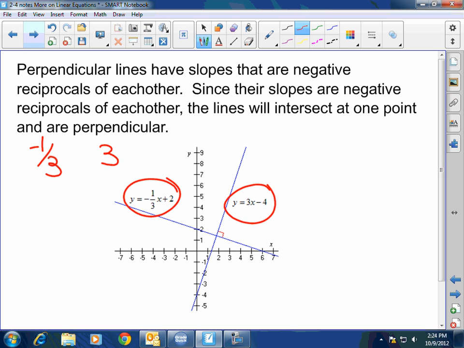Those are negative reciprocals. To get a negative reciprocal, you multiply the original number by negative 1 and then flip it. So for example, here's the original, here's the negative reciprocal.